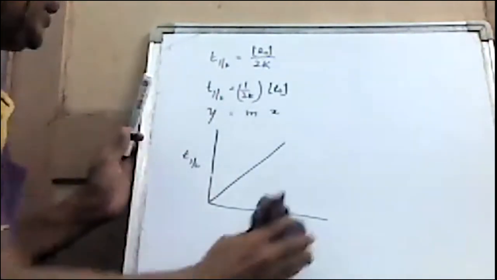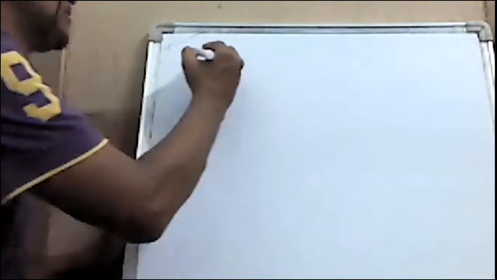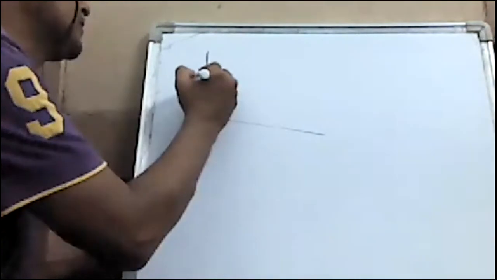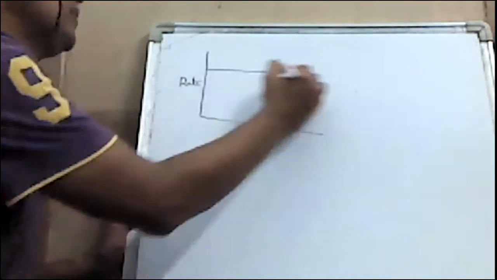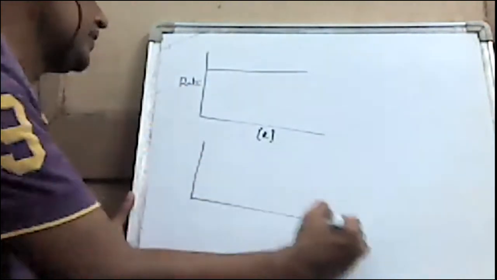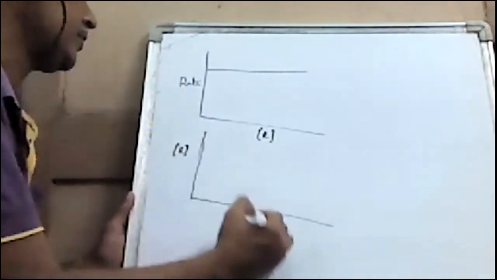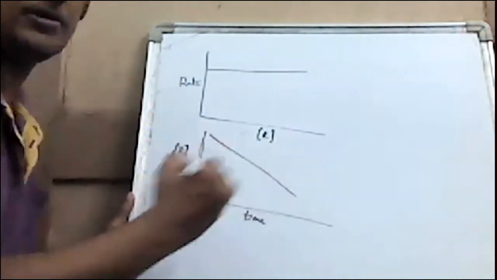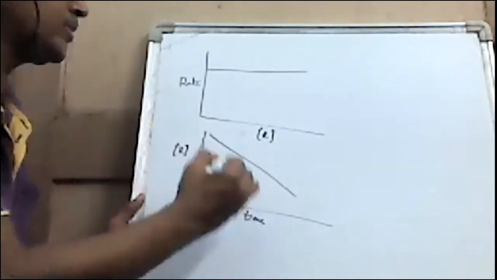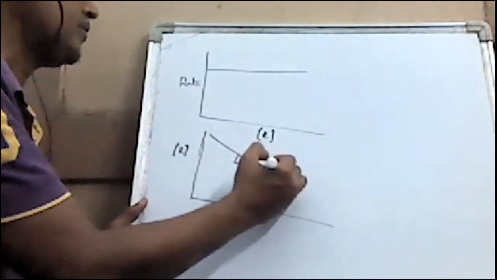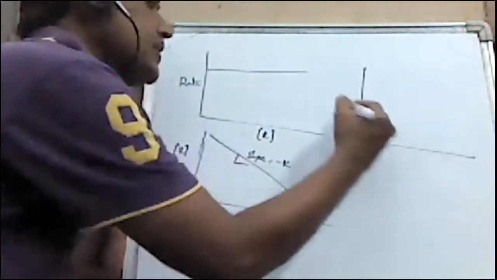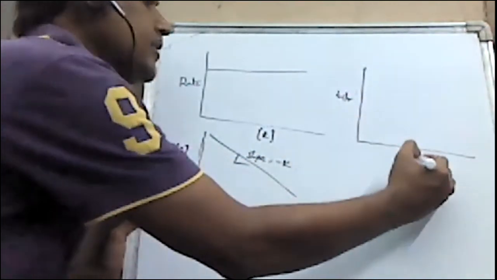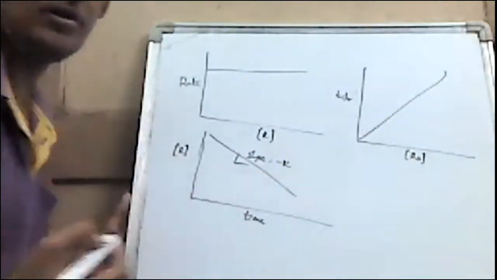Now let me accumulate all these three plots for zero order reaction. The first plot is rate versus concentration of reactants, which is parallel to the x-axis. Another one is concentration of reactants versus time, with a negative slope and y-intercept, and the slope is equal to minus k. And the third plot is half-life versus concentration of the reactant, which is passing through the origin.